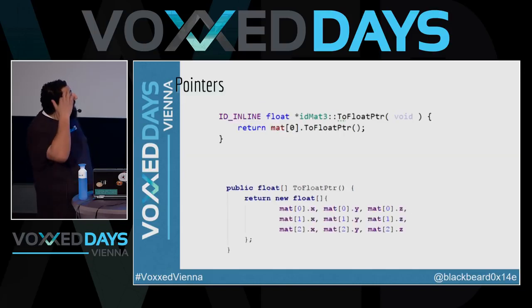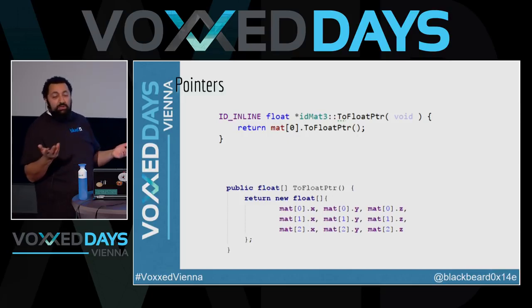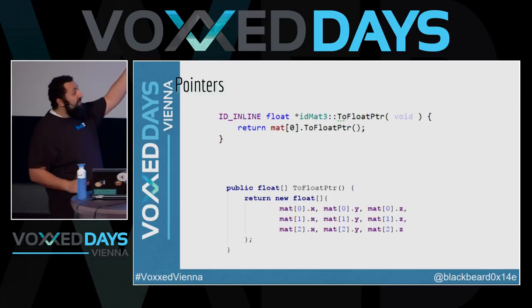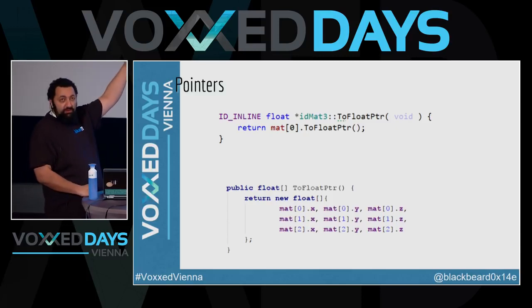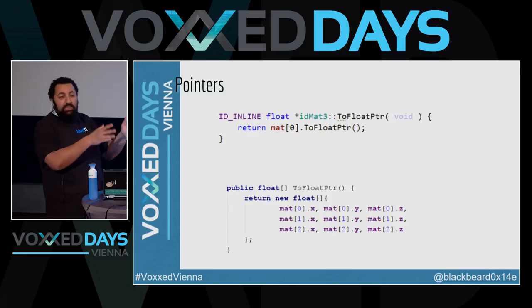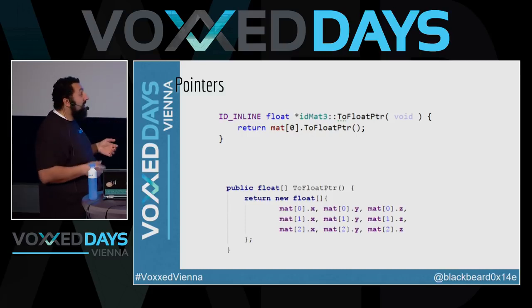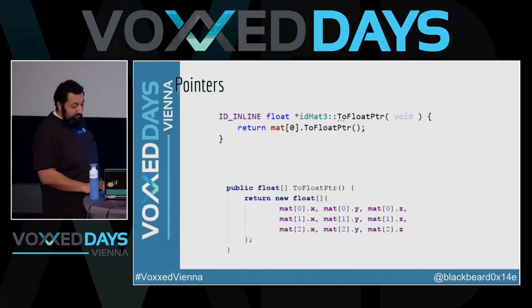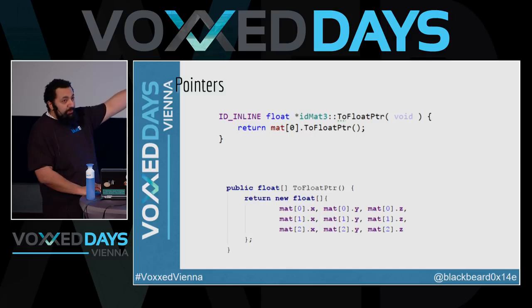Another cool thing with pointers is you can basically just cast stuff to other stuff. Here, for example, you have a 3x3 matrix, and you say I want a float pointer from that matrix. In C++, you just cast this address to a float pointer, and it's 9 positions, 3x3, and just get that back. In Java, you have to be creative and do this kind of stuff. Why is this important? OpenGL, once again.